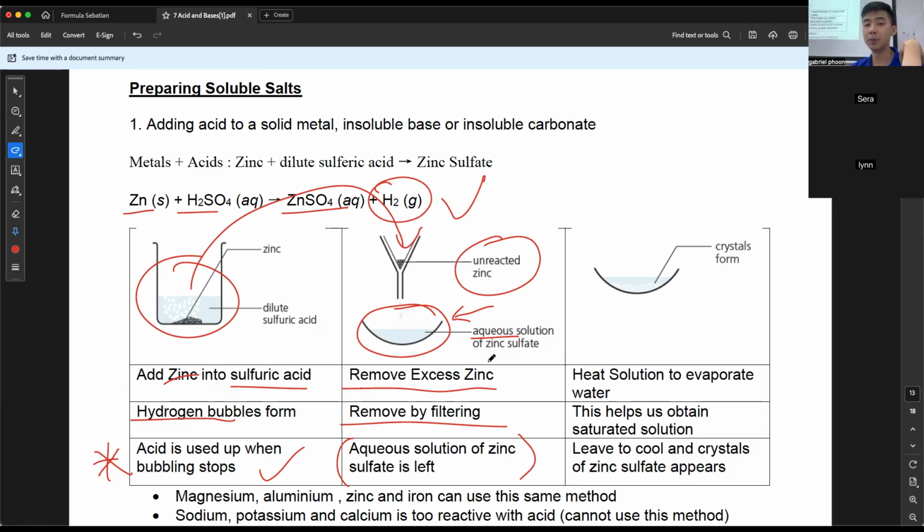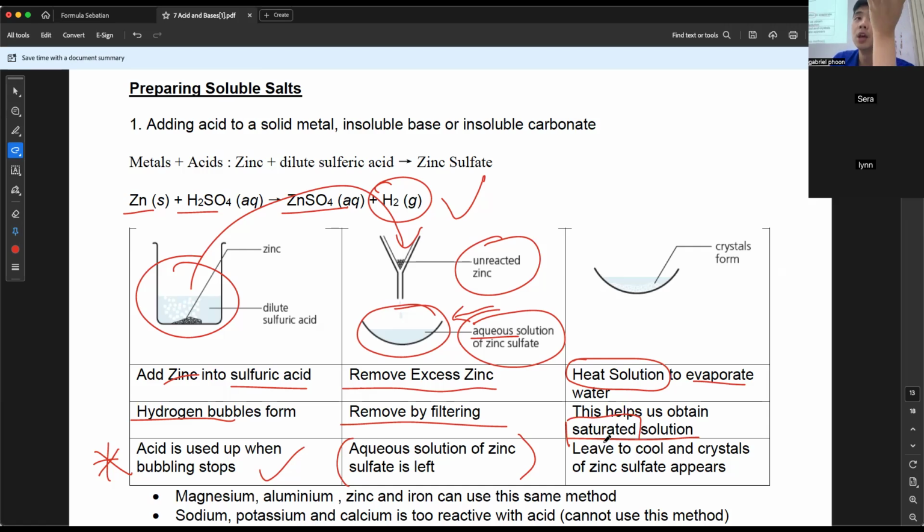Because it's aqueous, there's water inside as well. I don't want the water; I only want the salt inside the solution. So in order to remove the water, I have to heat the solution to evaporate the water. Once enough water leaves, this helps us obtain a saturated solution. You're going to see this word a lot. Saturated means concentrated.